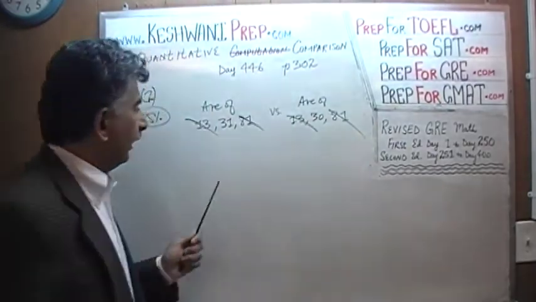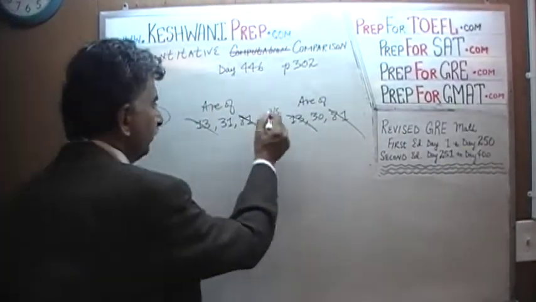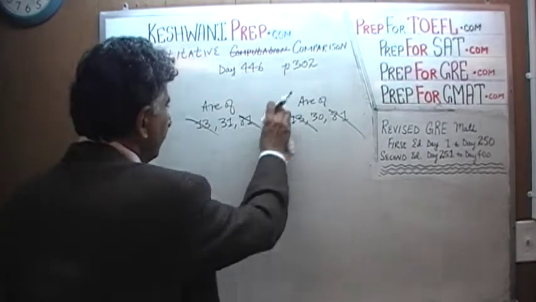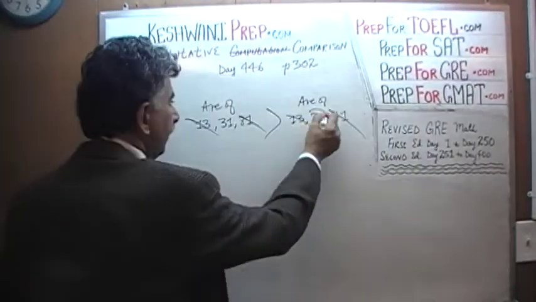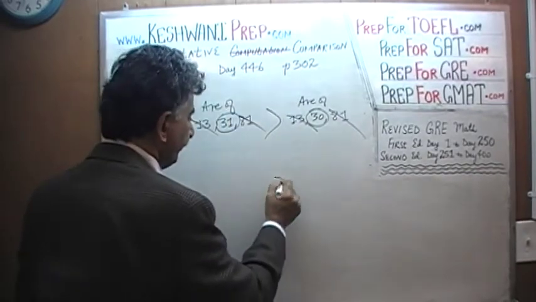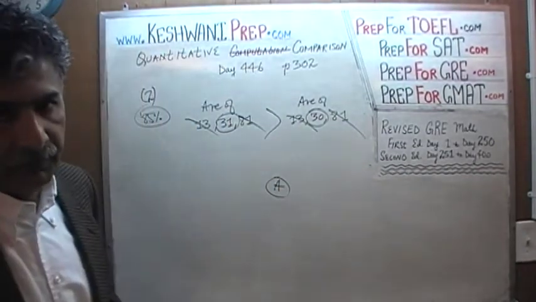There you go. Hence, the average of this group is going to be greater than the average of that group, because here we have 30, and here we have 31. The answer is A. That's it. We're done. Do you understand?